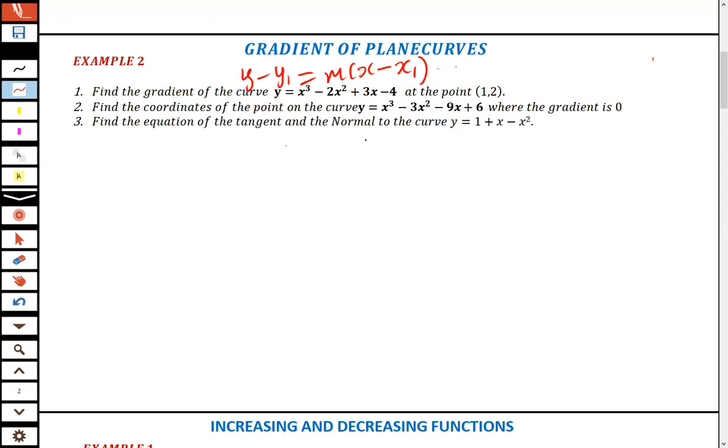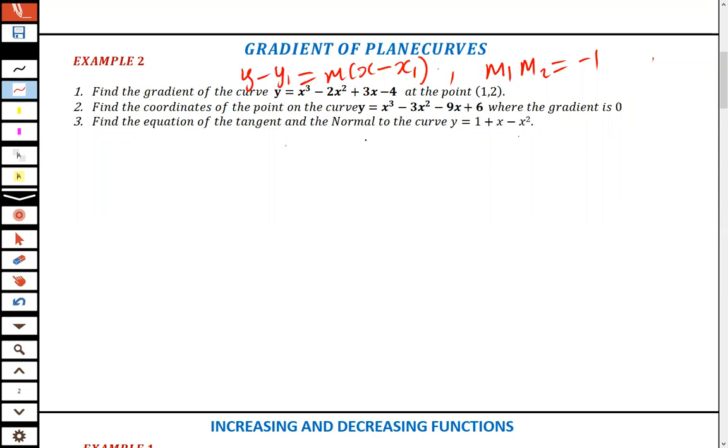tangent. And then to find the equation of the normal, you simply change the gradient there. We know that m1 times m2 should give you negative 1. That is according to coordinate geometry, which you even did in grade 12.